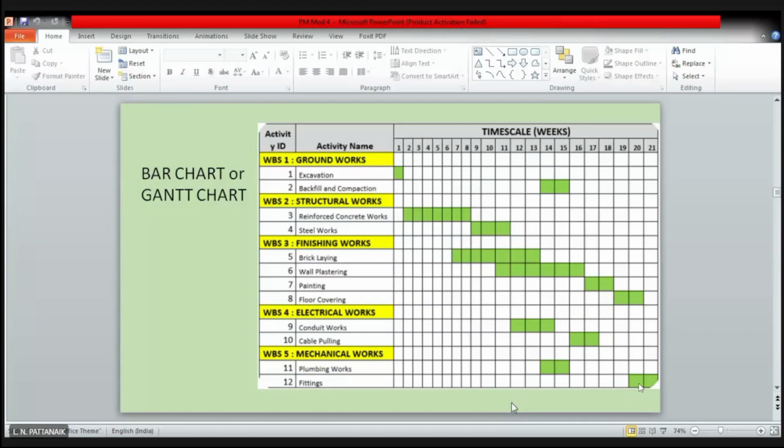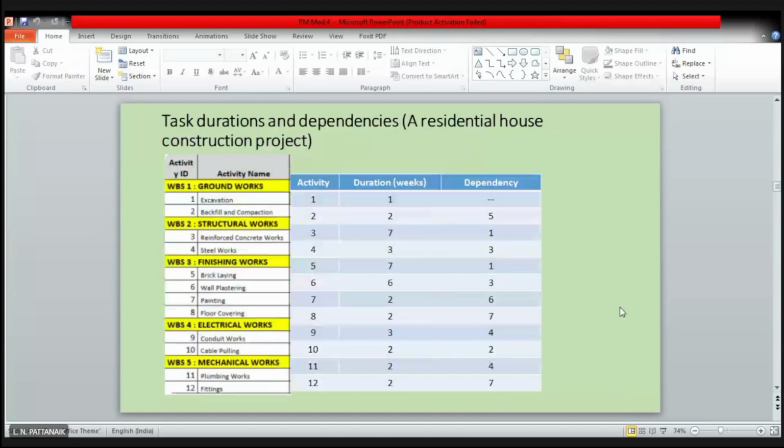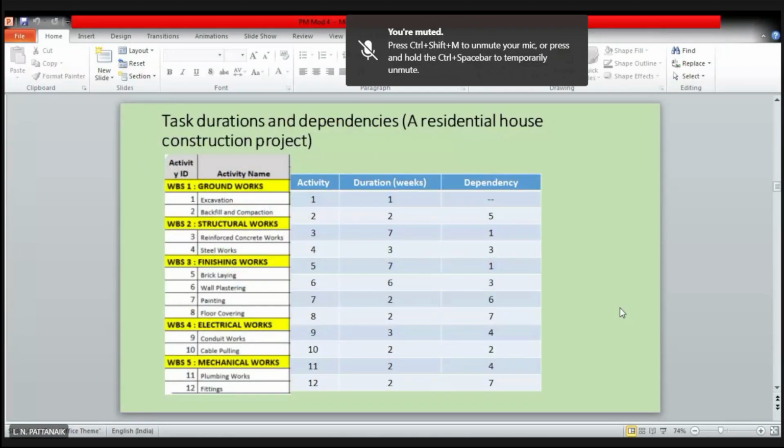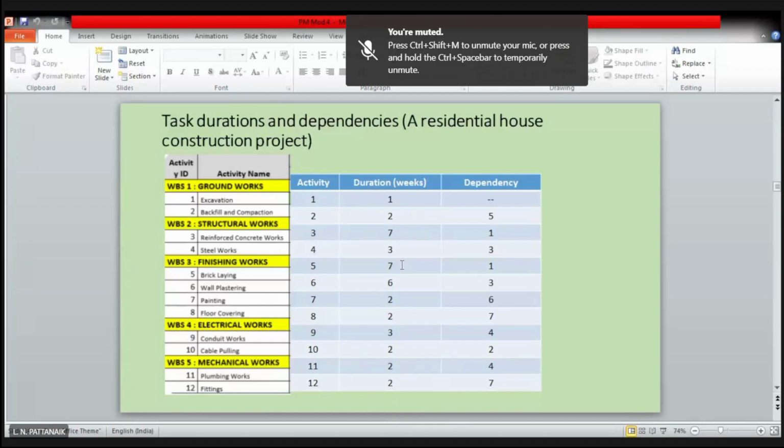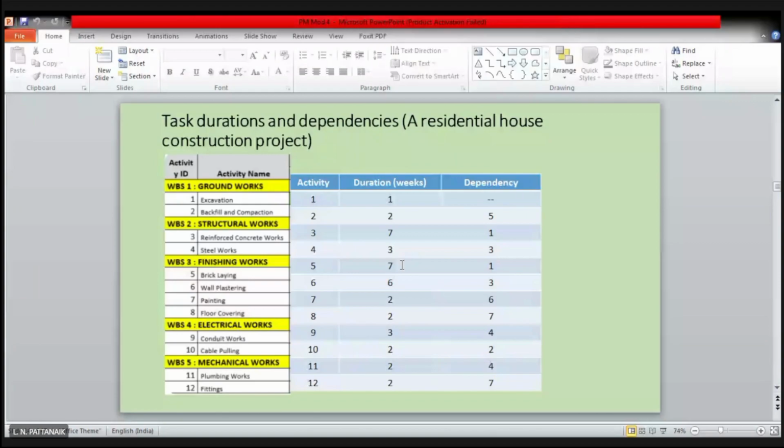Look at the extreme activity which is getting finished at the end of week 21. But by just looking at this table, can anyone guess when this project will get completed? Nobody can guess by looking at this table only. No one can guess, right? Because there are overlapping activities. You just cannot add these activity durations to know the project completion time. You will get it wrong because there are simultaneous activities, right?